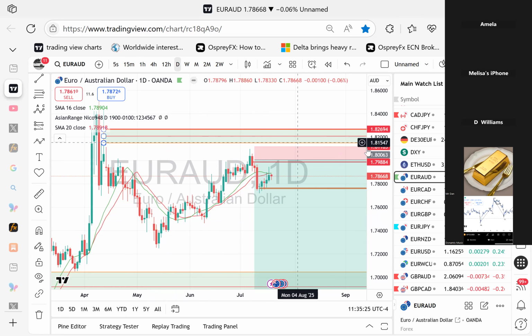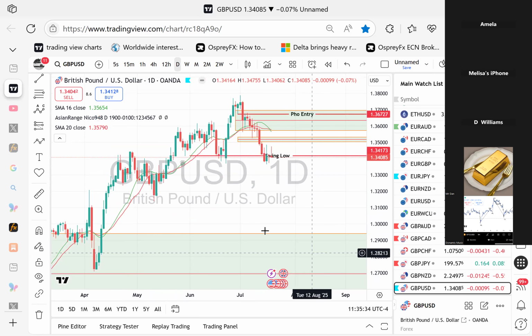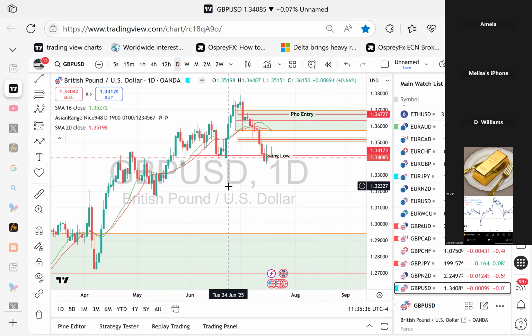Okay, so I want to go back to GU, and I kind of want to stick with GU because this is going to be the pair that we all track. I know y'all's homework was to place y'all's fib around the swings and the breaks of structure, correct? Yeah, but I haven't done it yet.